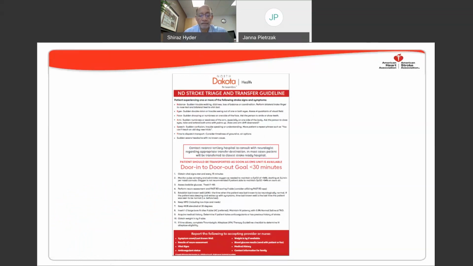This is rather too much information on one slide, but don't worry about the small print. This is basically a summary of what North Dakota stroke triage and transfer guidelines are, and these will be mailed to you if you do not have them. You'll be getting them shortly. They need to be put on your ER notice boards and other places where staff can have quick access to them. And we'll go over the details in next slides.